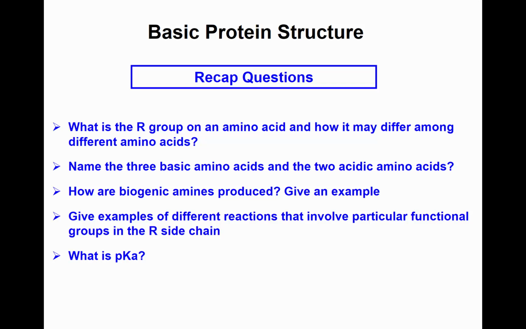Good. Give examples of different reactions that involve particular functional groups in the R side chain. Yes, reaction with ninhydrin will give you a color compound for quantification. But specific R groups. Disulfide linkages. Perfect. Yes, the carboxyamide group of glutamine and the amine group of lysine. Specify the functional group. What else?